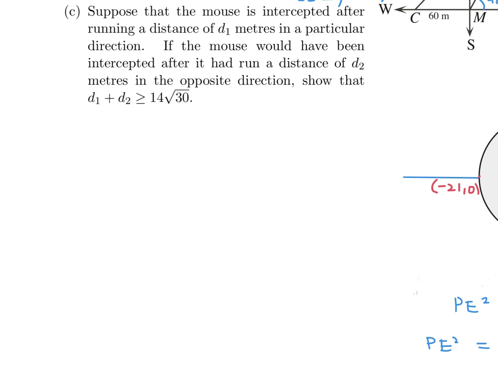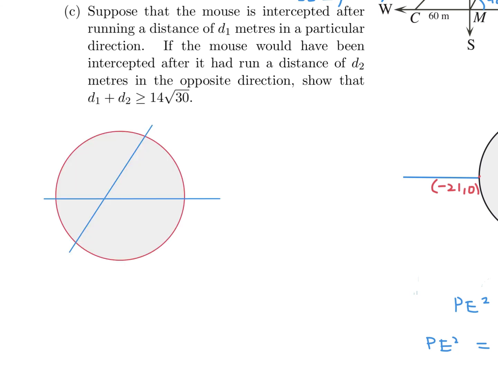C says, suppose that the mouse is intercepted after running a distance of d1 meters in a particular direction. If the mouse would have been intercepted after it had run a distance of d2 meters in the opposite direction, show that d1 plus d2 is greater than or equal to 14 times root 30. Okay, let's first draw a diagram. So essentially what this question is saying is as follows.